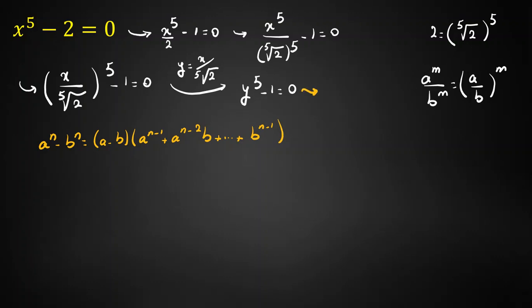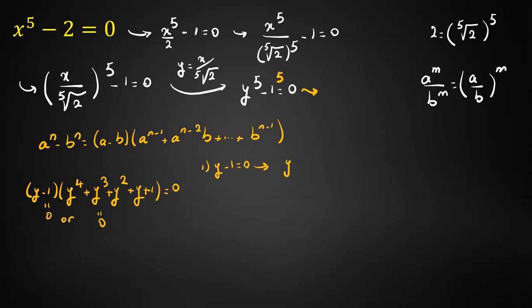And if we apply it here, it is like y to the 5 minus 1 to the 5. It will be y minus 1 times y to the 4 plus y cubed plus y squared plus y plus 1 equal to 0. Now, we have two cases. The first case, the first bracket is 0, or the second bracket is 0. If the first bracket is 0, y minus 1 is 0. So y equal to 1.